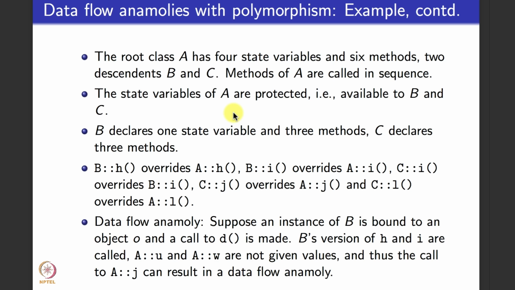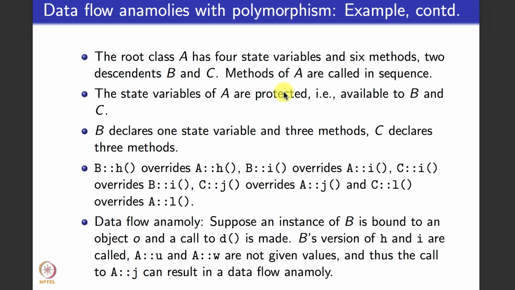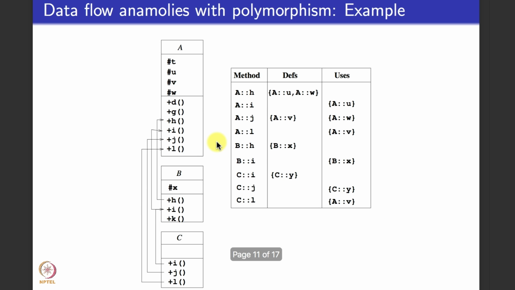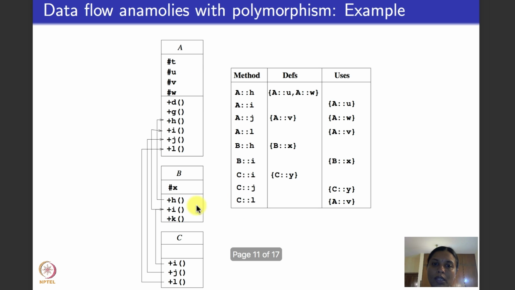Now, the state variables of A, as you can see in the notation, are protected, which means what? They are available to the descendant classes B and C. B declares one state variable, 3 methods. C declares 3 methods. And we discussed this overriding. Which methods of B override which methods of A, which methods of C override which methods of A and B.